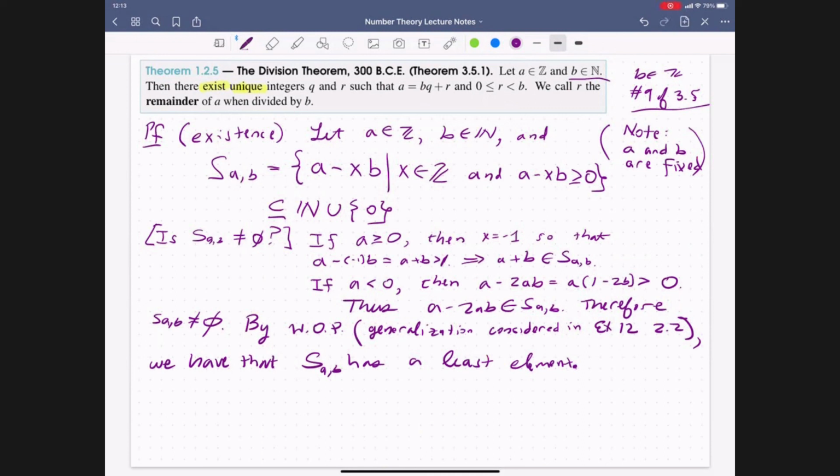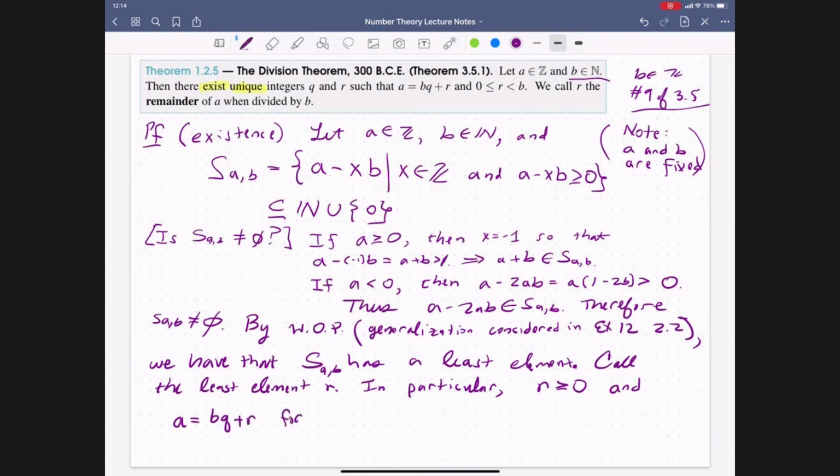Okay, so let's go ahead and call the least element R. So in particular, we have the following. R is non-negative and A is equal to B times some integer, let's call that Q, plus R for some integer Q. So what have we done?